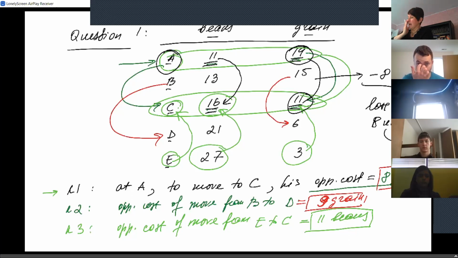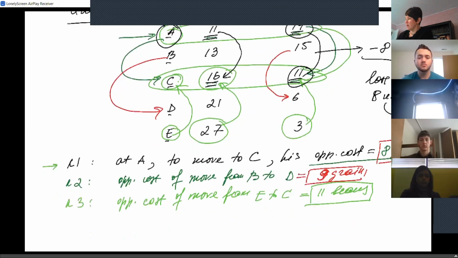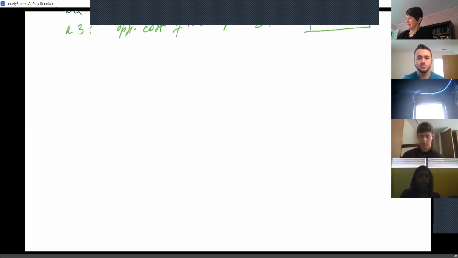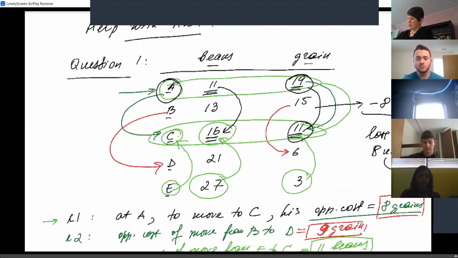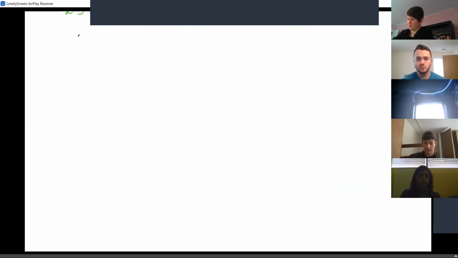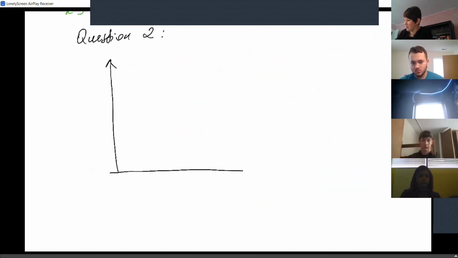Okay, this one is getting a little bit too muddy, so let us move to a different example. Question 2. Wheat and soybeans. Oh, let's use something else. Cotton and corn. Let's see.